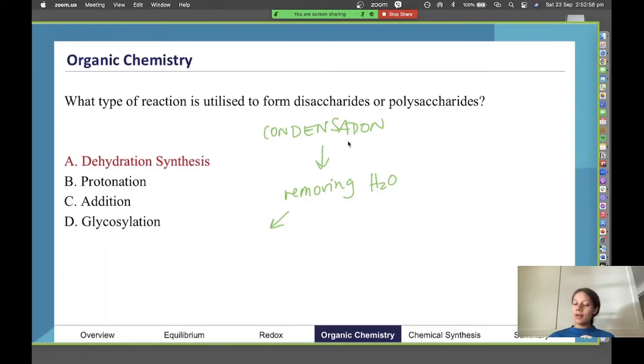So that means we are essentially dehydrating the 2 monosaccharides. So we wouldn't call it glycosylation because we're not adding little glycogen groups. I'm not even sure exactly how to describe it. And we don't have addition because that means we wouldn't be removing the H2O as part of that process, and we don't have protonation either. So we can call this dehydration.